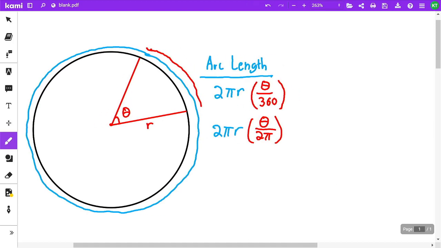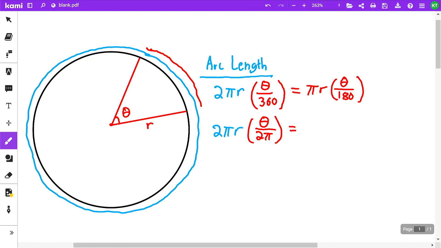So we can also simplify these equations here. In degrees, I can divide 360 by 2 and simplify that to just leave me with pi r times theta divided by 180. Again, both of these equations are the same. One is just a little bit more simplified. Whichever one works best for you, you should use.